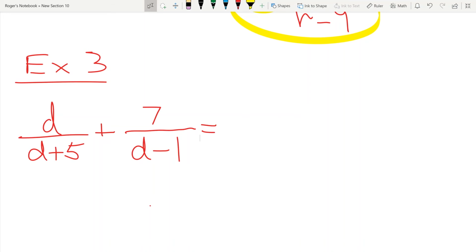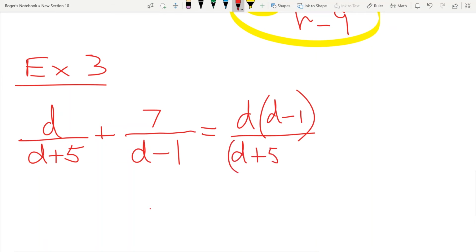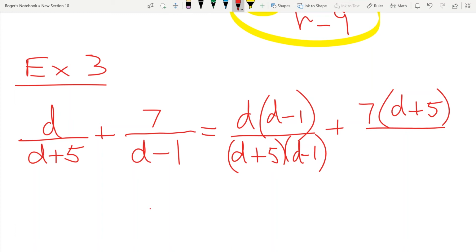Okay? So we're going to take d and multiply it by d minus 1, and we're going to be dividing all of this by d plus 5 times d minus 1. Then we're going to add 7 times d plus 5 divided by d minus 1. I'm going to do it in the same order, so I'll do d plus 5 first. d plus 5 times d minus 1.